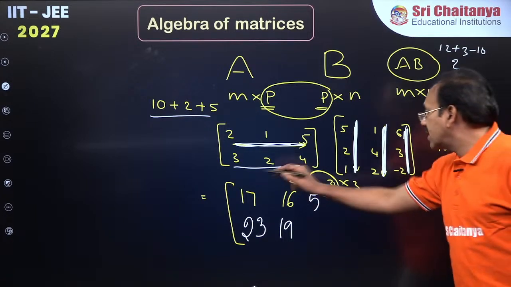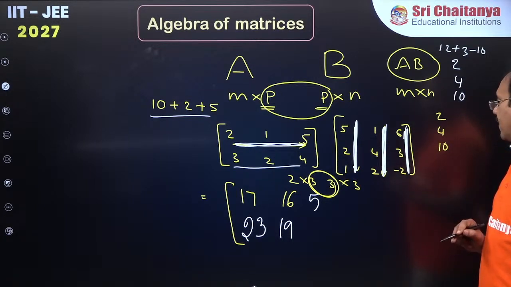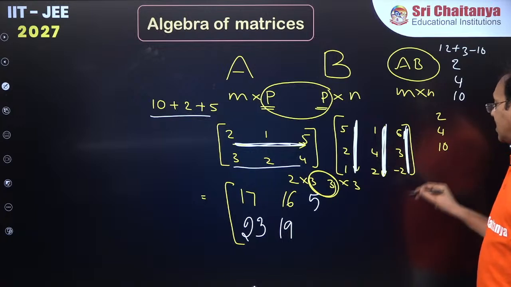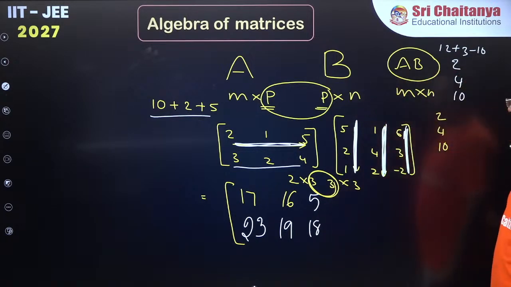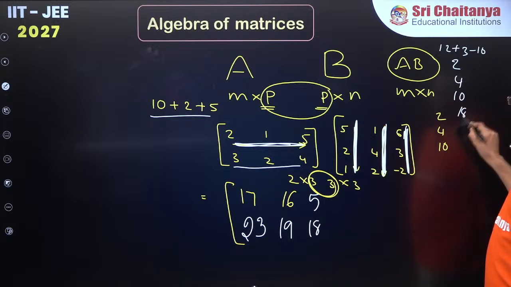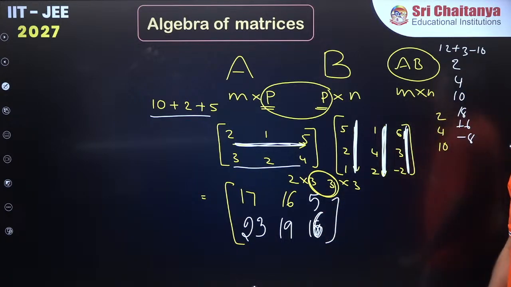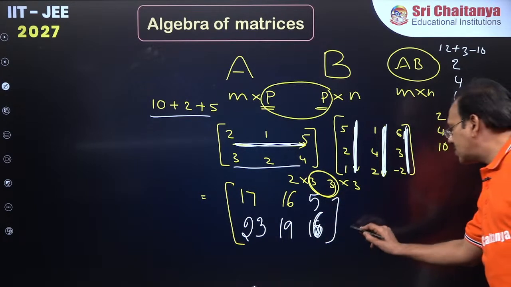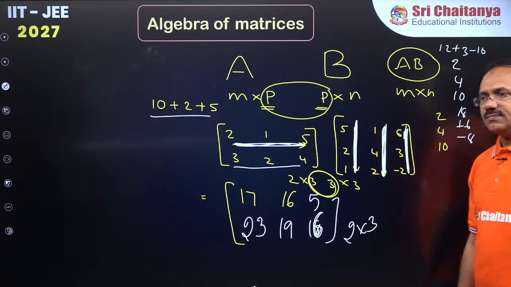The next, second row third column. 3 6 are 18 plus 6 which is 24 minus 8 which is 16. You got this. Okay. So which is a 2 by 3 matrix. Clear everyone? Clear?